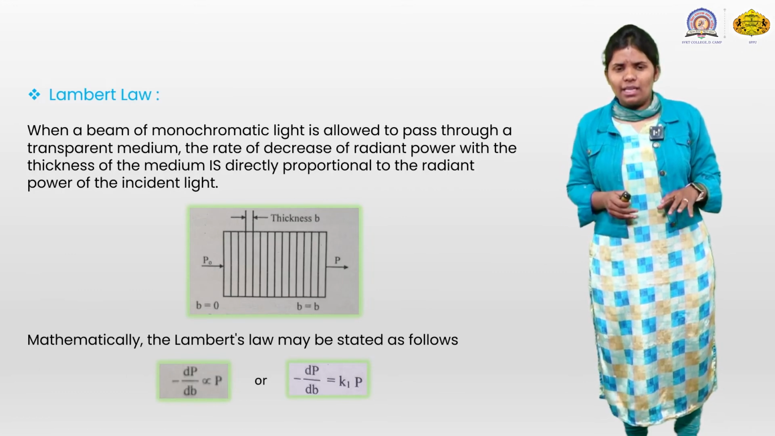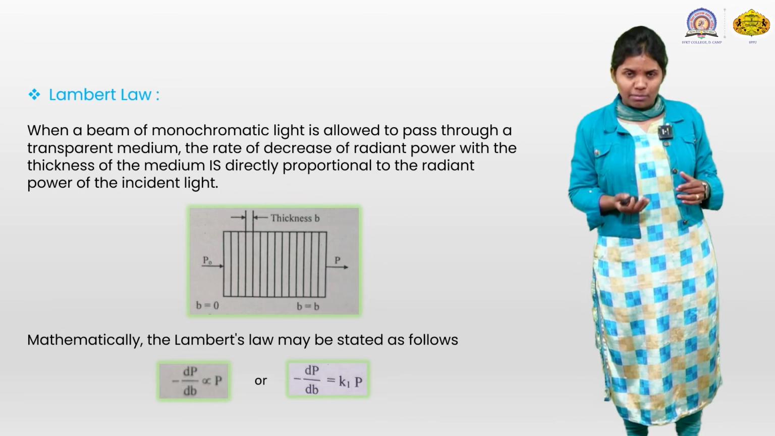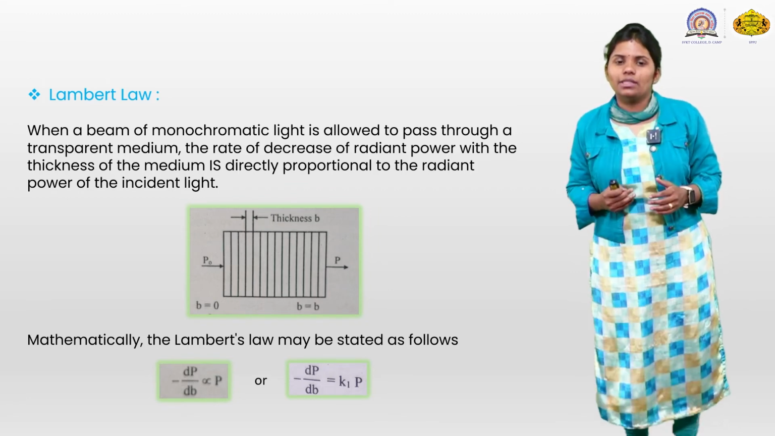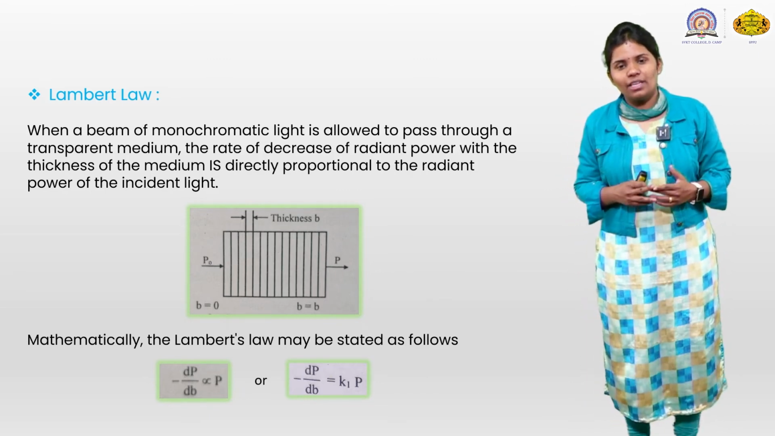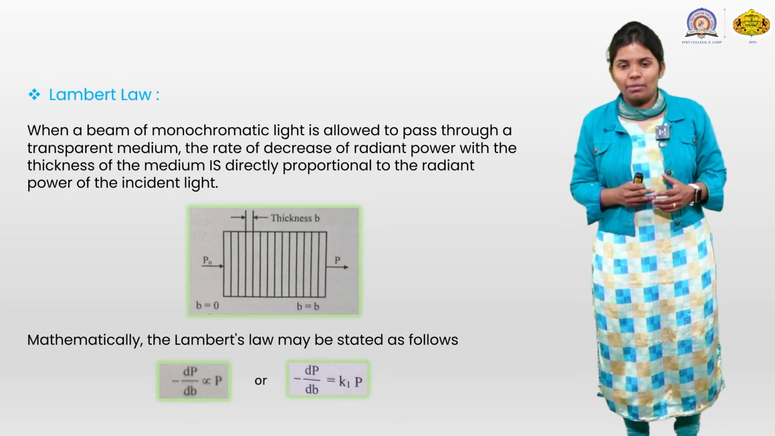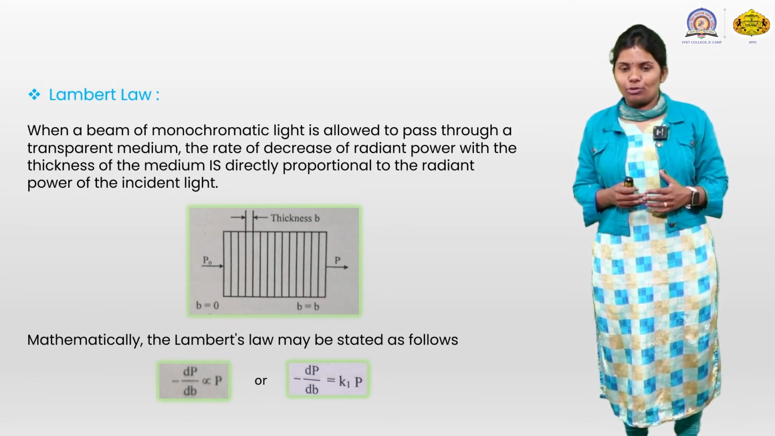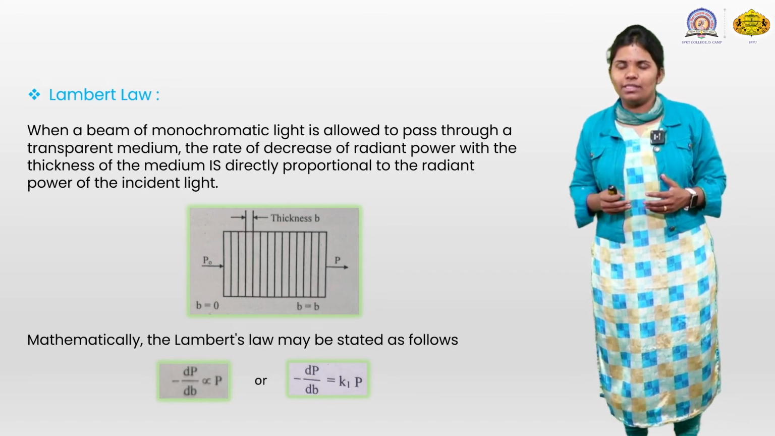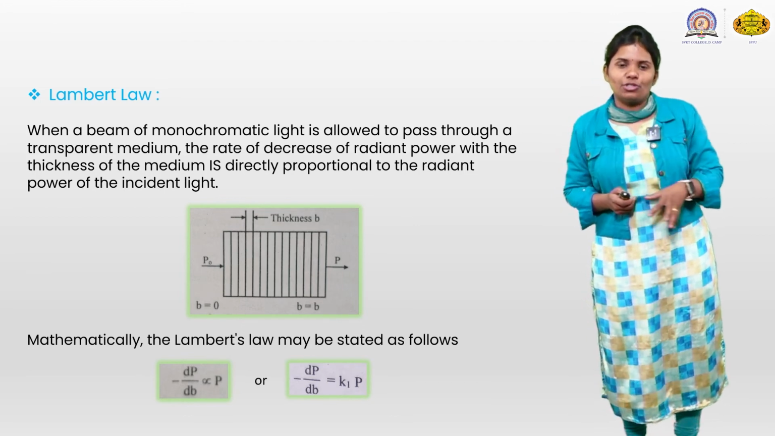Basically, you can write it as: when a beam of monochromatic light is allowed to pass through a transparent medium, the rate of decrease of radiant power with the thickness of the medium is directly proportional to the radiant power of the incident light. Mathematically, you can write it as minus dP upon dB is directly proportional to P, or minus dP upon dB is equal to K1 P. K1 here is the rate constant, or the constant of proportionality.